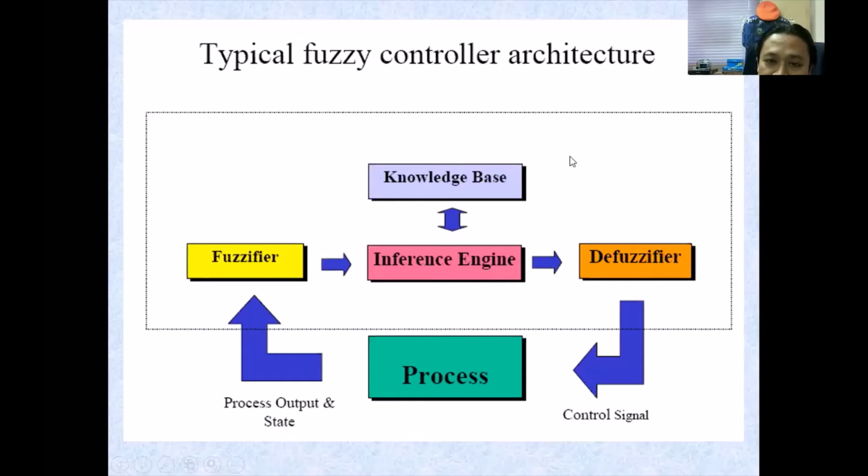There are 4 main components that you have to remember for fuzzy logic: the fuzzification, the inference engine, the knowledge base, and the defuzzification. If you look at the arrow here, the inference engine and knowledge base are related together. That means if you make the decision in the inference engine, we have to base it on the knowledge base. That's why both are related together.